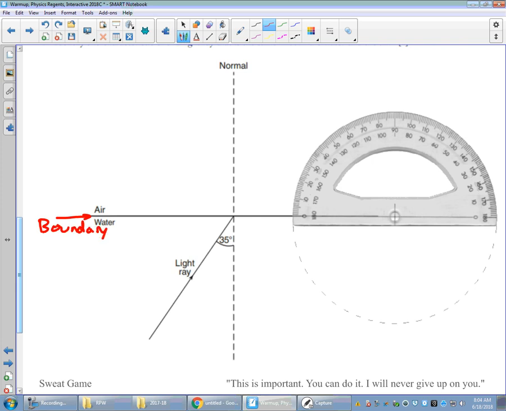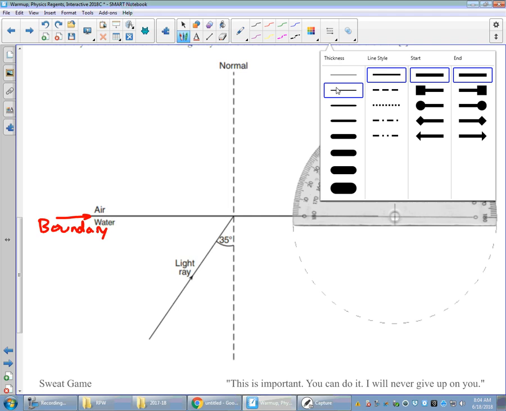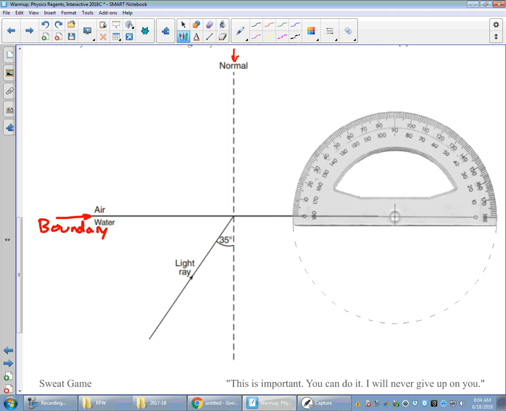The normal line is always, of course, perpendicular to the boundary. We generally draw it dashed because it's make-believe. Nothing bounces off of it. It's just the way we keep track of our angles. And so you go to the normal line, and then you move away from it until you hit your light ray. There's your angle. That's called our angle of incidence.